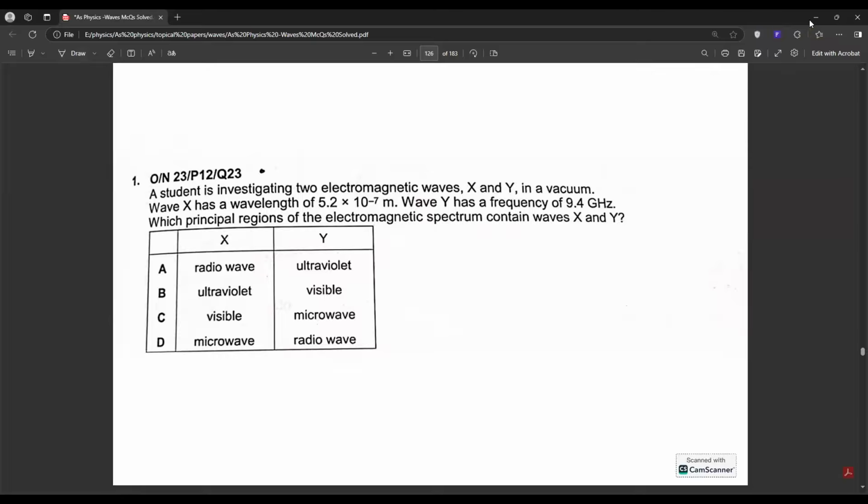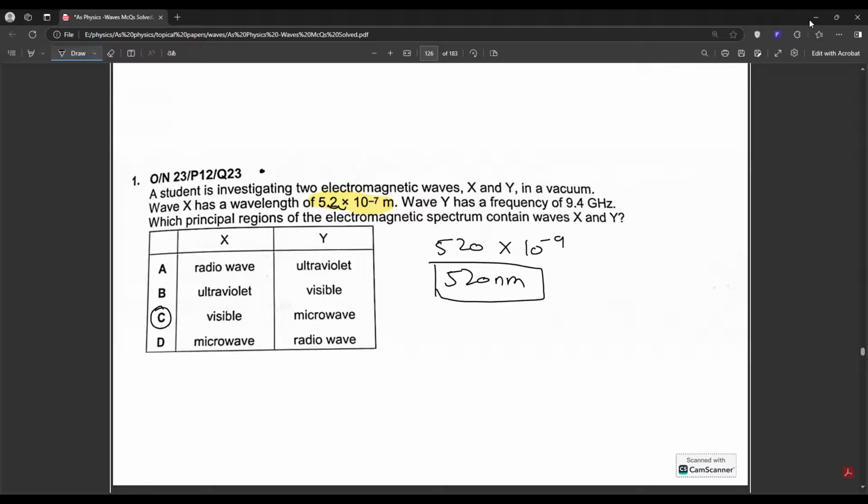two electromagnetic waves in a vacuum. Perfect. Wave X has a wavelength of this. This wavelength seems very interesting. If I move this decimal point 2 places forward, this will become what? 520 × 10 raised to the power of minus 9. 10 raised to the power of minus 9 is what? Nanometers. And 520 nanometers is a wavelength of what? Visible light. C is your answer. You don't have to read further.